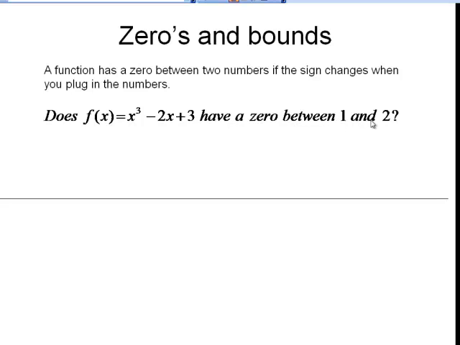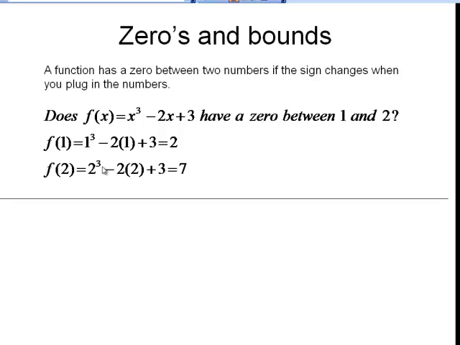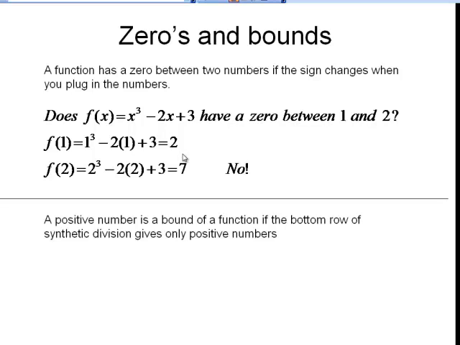Okay, the question says between 1 and 2, so just plug in 1. Gives you 1 cubed minus 2 plus 3. That's a positive 2. If you plug in 2, 2 cubed is 8, minus 4 plus 3 makes 7. There's no sign change. It didn't go from a positive to a negative, or a negative to a positive, so it doesn't go through 0.